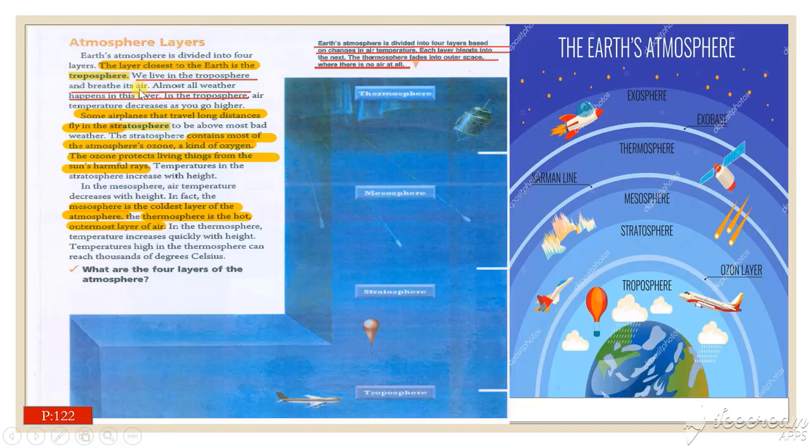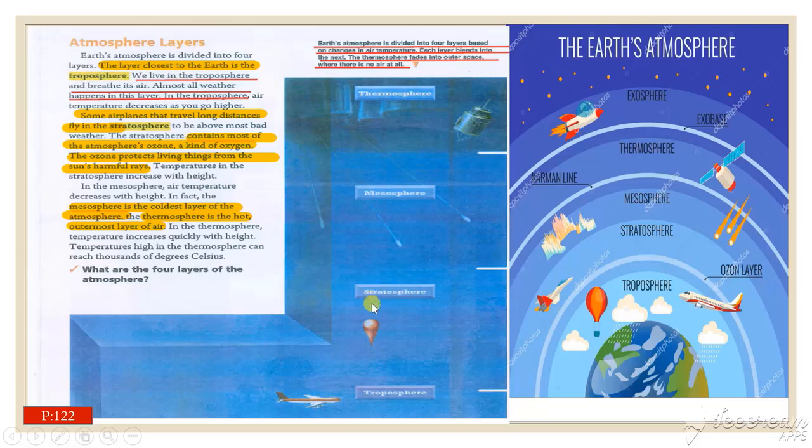Do you remember I asked this question before? Which atmosphere layer is closest to Earth? You can tell me: the troposphere. Or another question, do you remember in which layer weather happens? You can tell me: the troposphere. Almost all weather happens in the troposphere layer, and this layer is closest to the Earth.